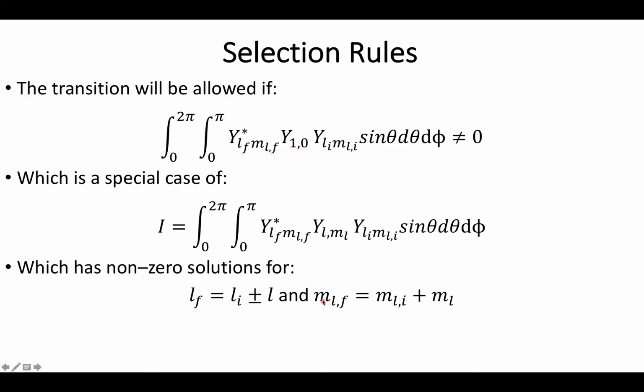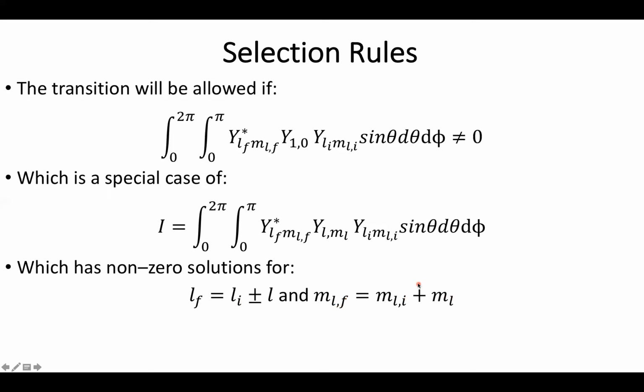Well, that's pretty easy. It means that for the transition in the z direction, my orbital angular momentum has to change by 1, either up, constructive interference with the photon, or down, destructive interference with the photon. But the direction won't change. So this is pretty cool.